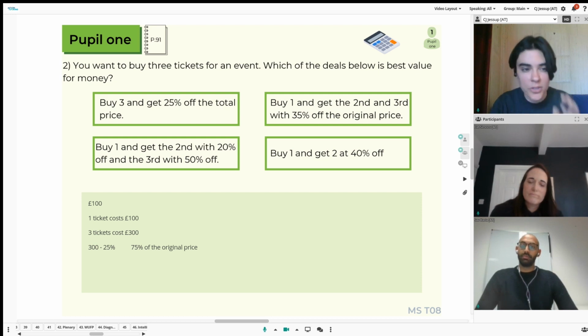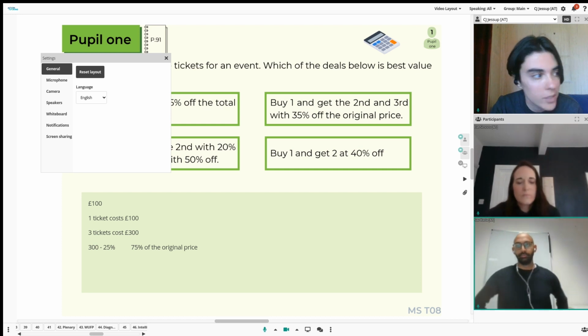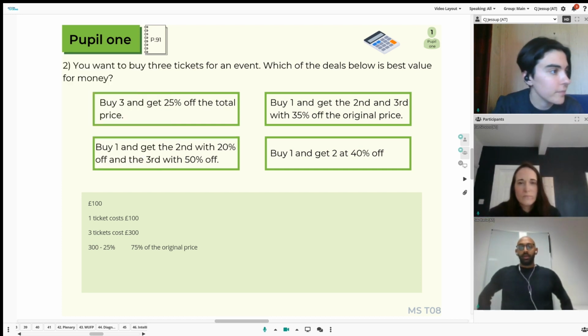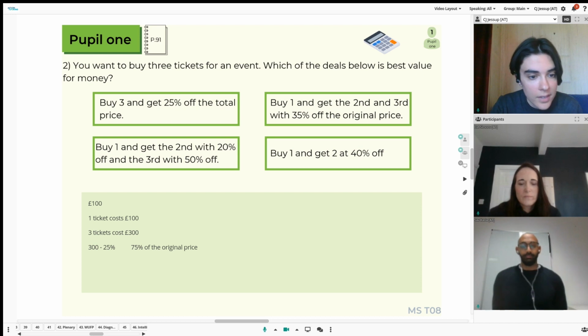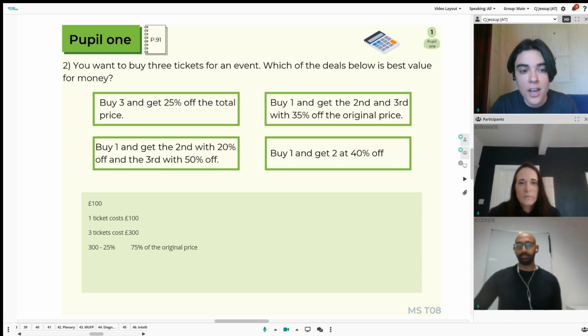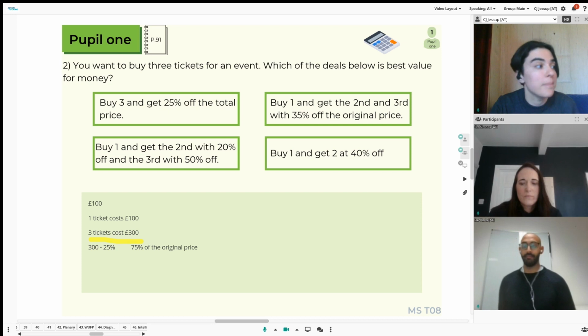Should I do the first one with you guys? Would that be helpful? Yeah. Okay, I'm going to take the whiteboard back if that's okay, Kat, as well, just so we can go through the first one together. So, can you see what I've written here? We said it's £100 per ticket. We're going to buy 3. Without any reduction, that would be £300.